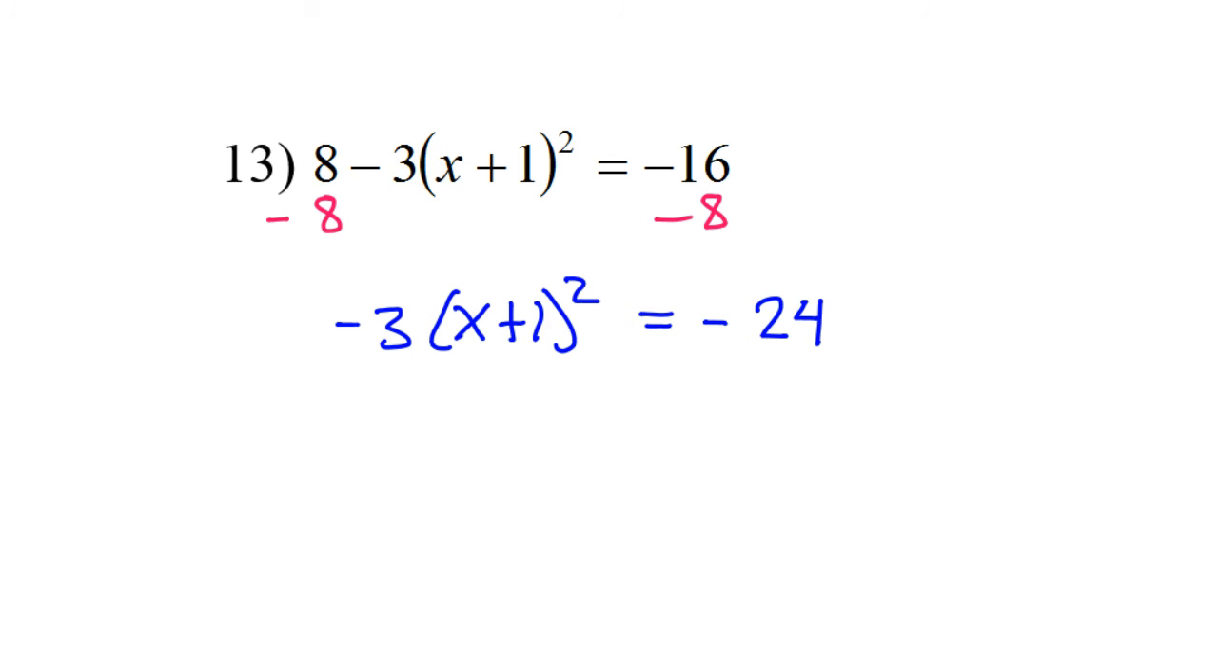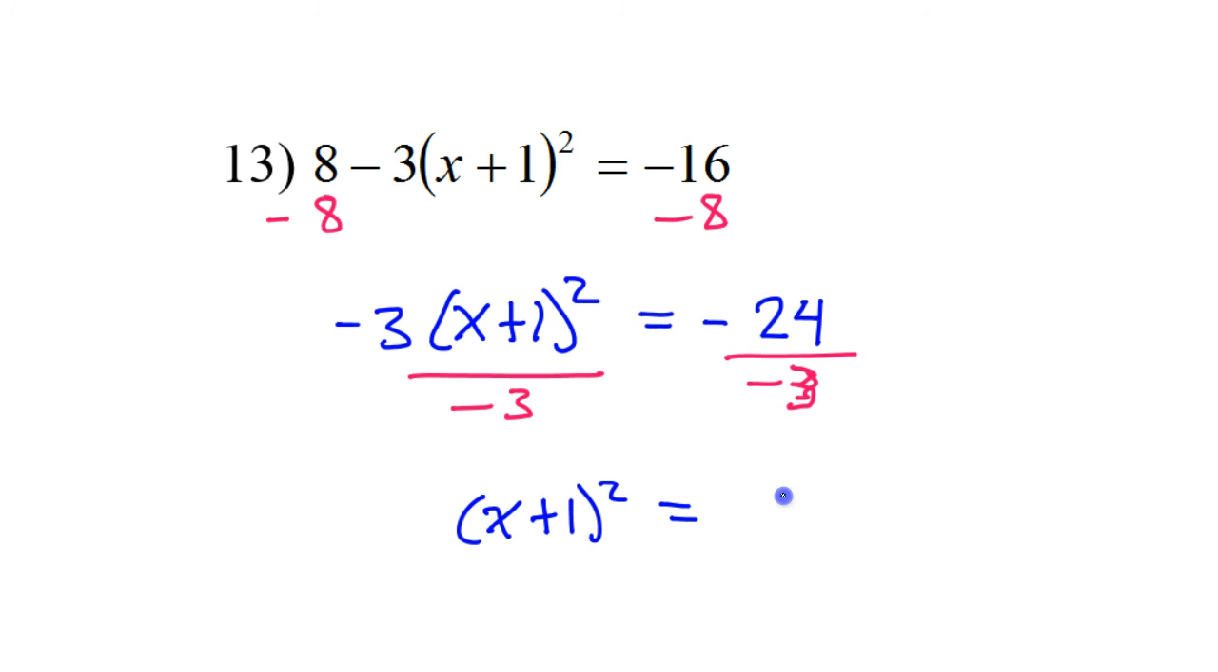Okay, then we're going to divide both sides by negative 3. Again, do not distribute the negative 3. When something is being squared, it has a power, you cannot distribute. Instead, you want to divide both sides by negative 3. Okay, that's a horrible 3. Don't judge me. So these 3's are going to cancel out. So that's going to leave me with x plus 1 squared is equal to positive 8.